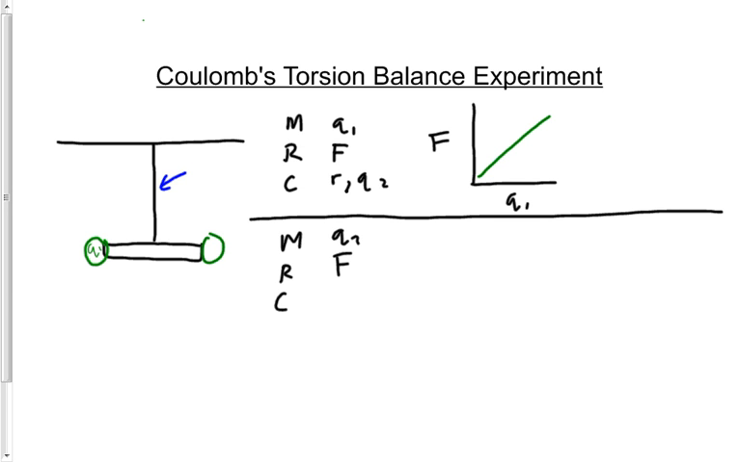What can't change in the second experiment if we're trying to see the effect of Q2 on F? Let's not say radius. It's the distance that separates them, but r. Yeah, okay, you're right. And Q1. Q1's got to stay the same now, right? Plots a graph of F versus Q2. And the shape of the graph ends up being exactly the same. It's a linear relationship.